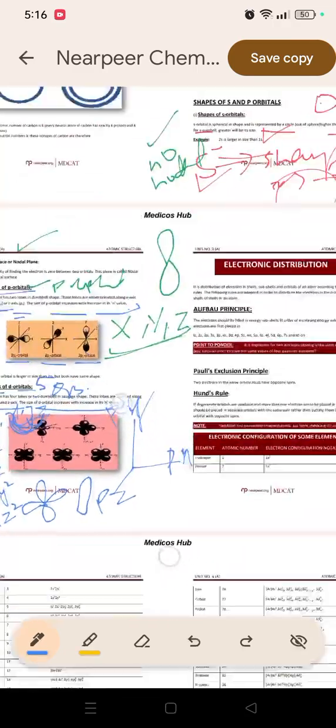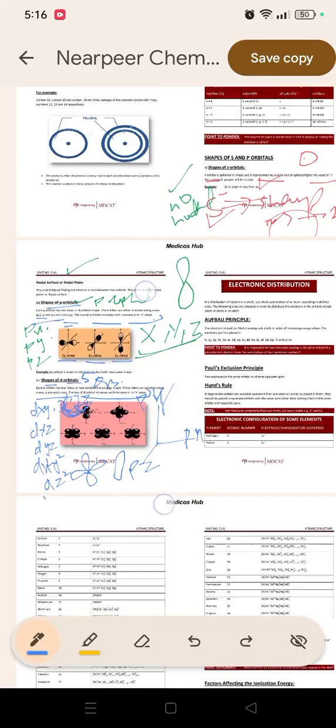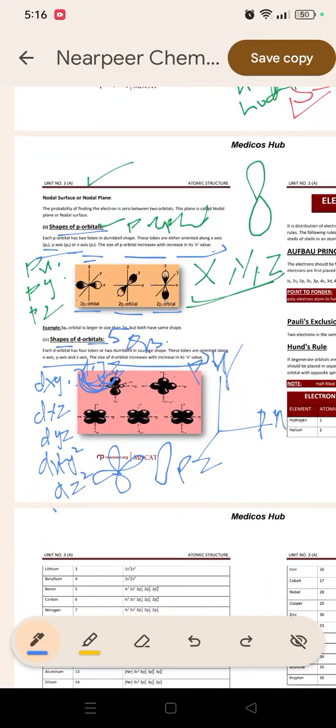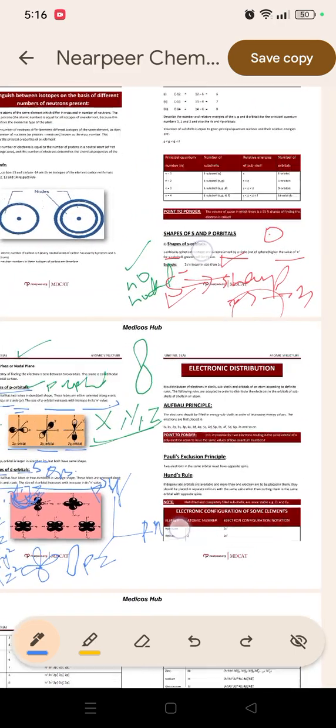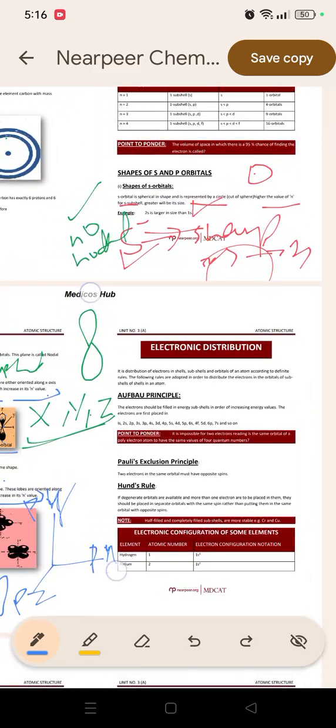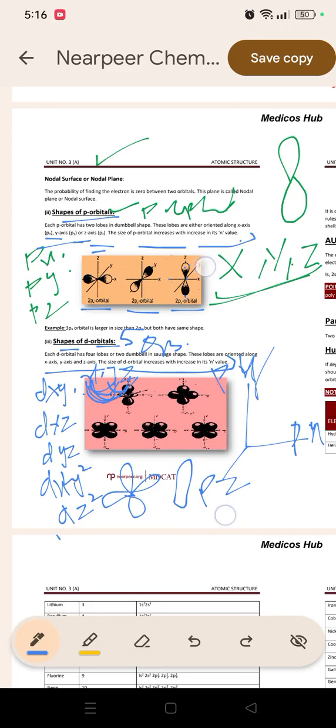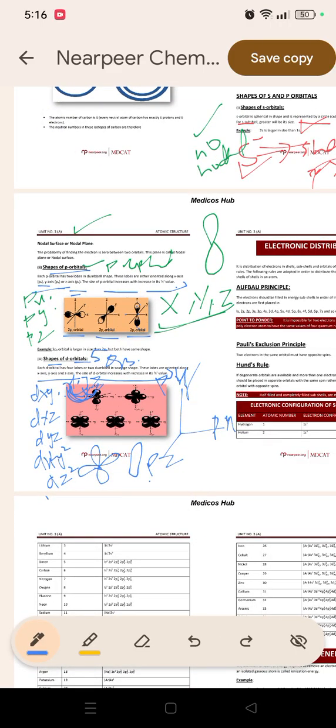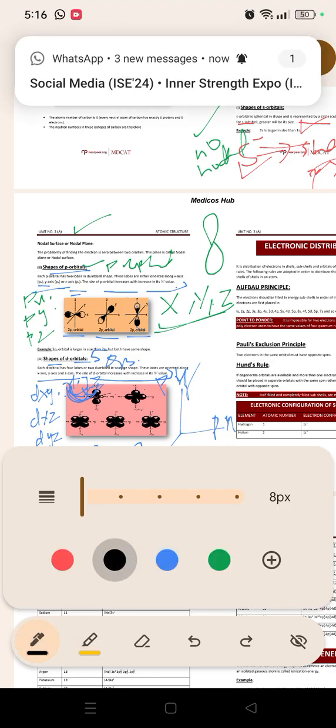Then we have the f orbital. I don't know where that's s, p, d. Wait, s, p, d. I don't know if I've written something somewhere. Let me check that.